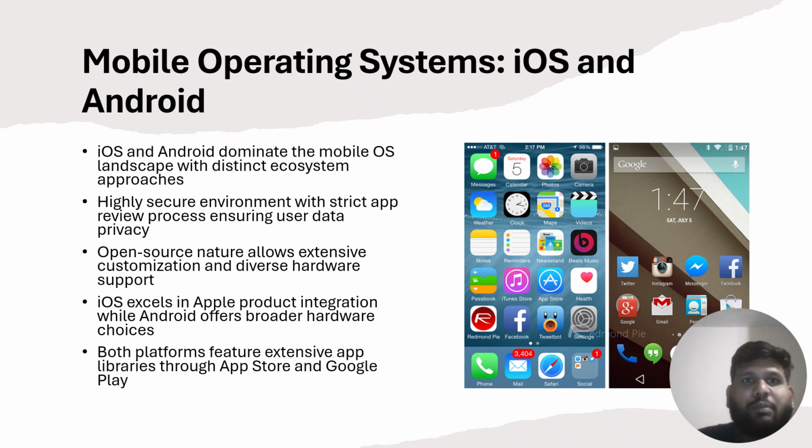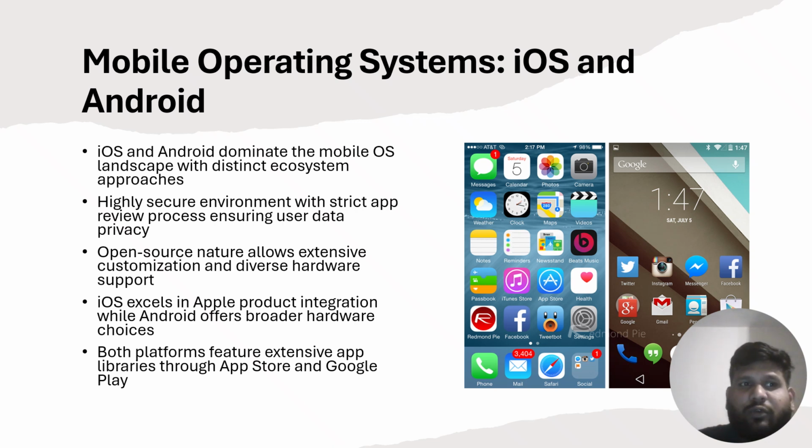Now moving on to the mobile operating systems, iOS and Android. iOS and Android are the two leading mobile operating systems, each offering a unique ecosystem. iOS is known for its highly secure environment and app review process, ensuring user data privacy. In contrast, Android's open-source nature allows for extensive customization and supports a variety of devices.